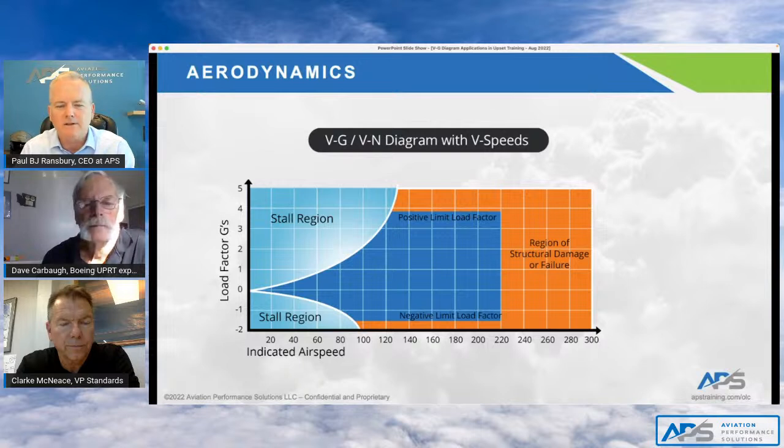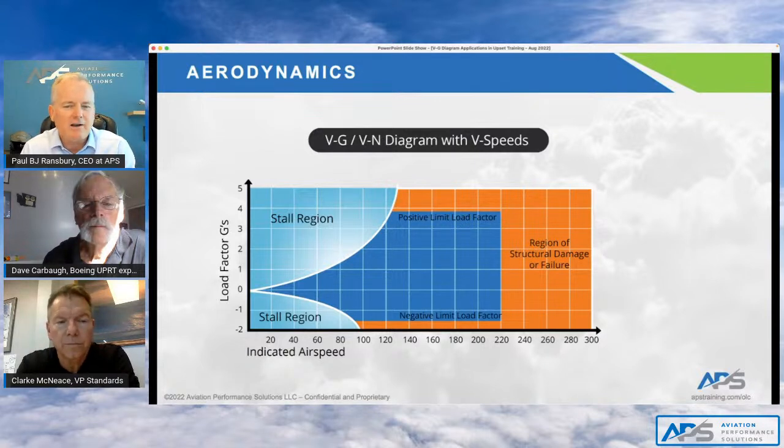So let me just briefly talk about what the diagram is, and then I'm going to have Otter talk about how a picture's worth 1,000 words here in just a second. On the left side, we can see the G loading, and that actually is telegraphed by the name of the diagram, called the VG or the VN. G and N refer to the load factor, and V refers to the speed along the bottom axis.